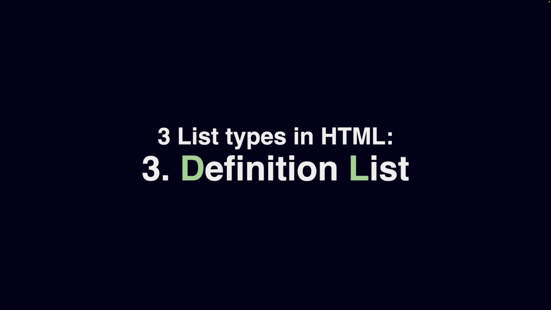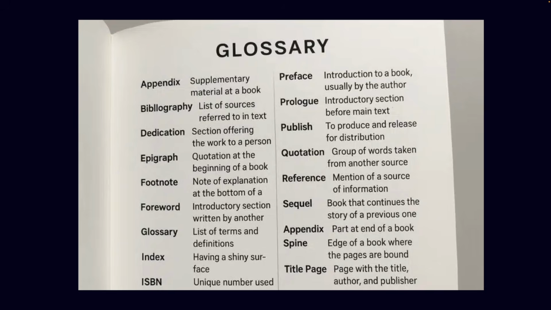The last type of list that we have is a definition list, where we have some terms and some description of those terms that we would like to capture. An example of this will be a glossary section at the end of a book, where you have different terms along with their definition. Let's see how we capture that in HTML.